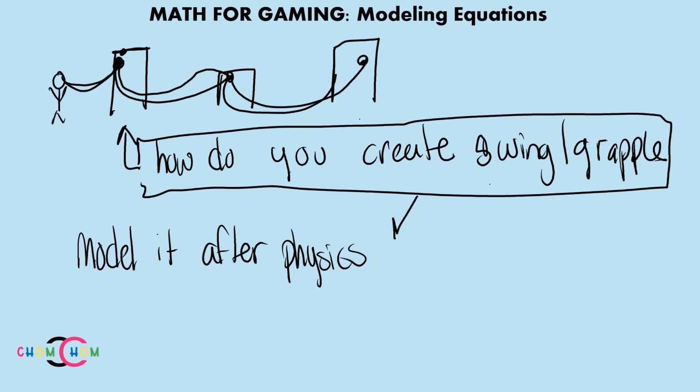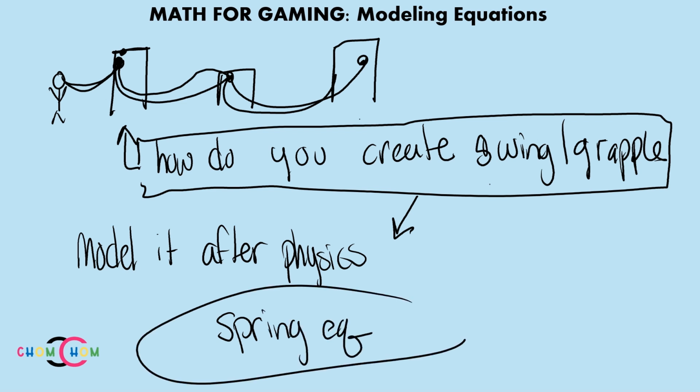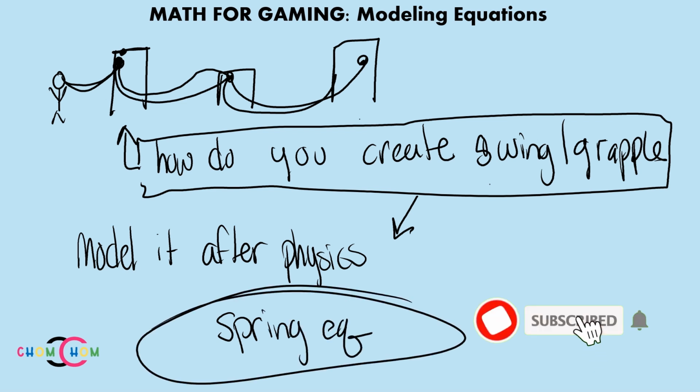The way that we can do this is we can model it after our spring equations. We want things to look natural and have realistic physics, so we model it after real physics equations. For example, with the Spider-Man game, we want to use a spring equation. So how do we even begin to use this? We have to understand the spring equation.